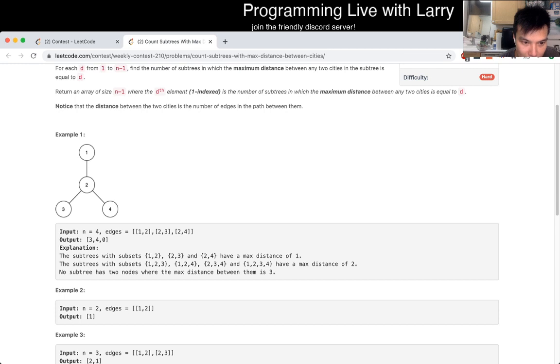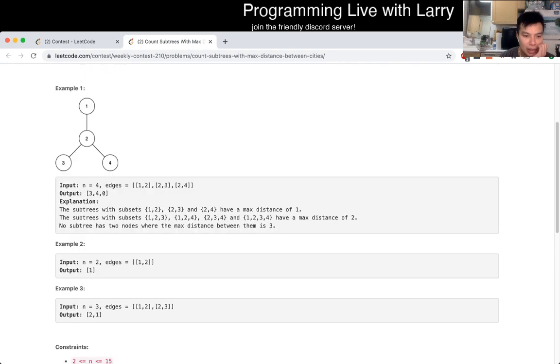You have these edges. I'll put 3 4 0. What does that mean? Oh, so for D, 1, 2's maximum distance is 2, 4 is 1, 1, 2, 3. Subtree is 2, which is fair.